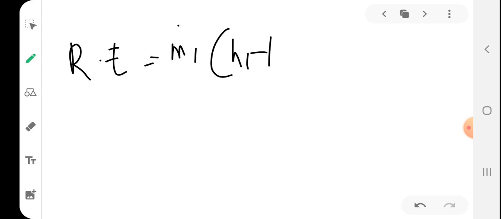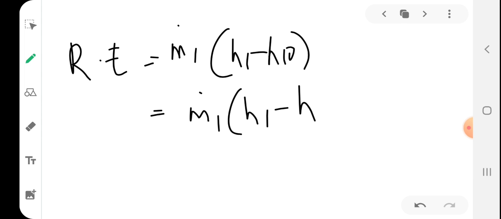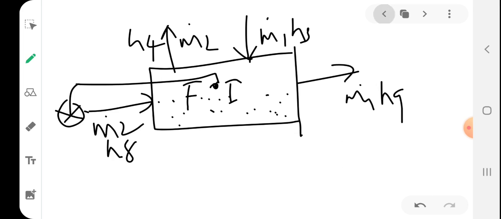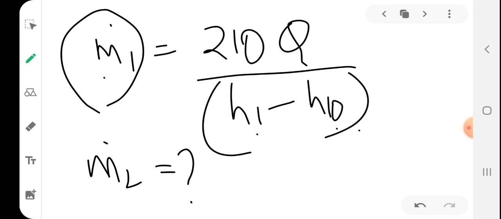And if you need to find the refrigeration effect, you just need to write m1 dot into (h1 minus h10). So h10 will be hf9 itself, because 9 to 10 is an isenthalpic process. I already wrote that.